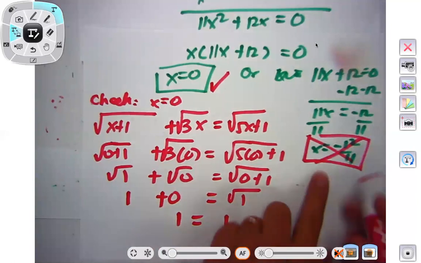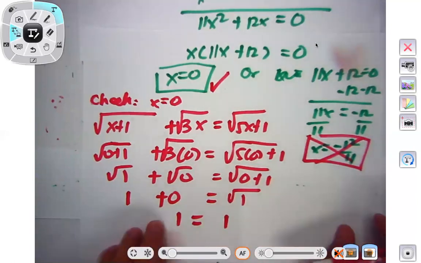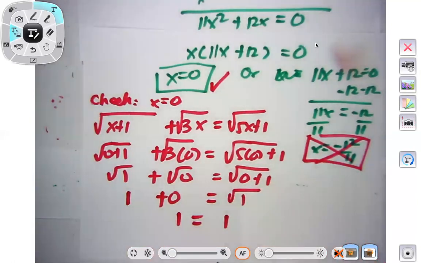All right, I will not be proving this. It's up to you to prove it. But I'm saying this one is not a solution. It's only your x equals 0.